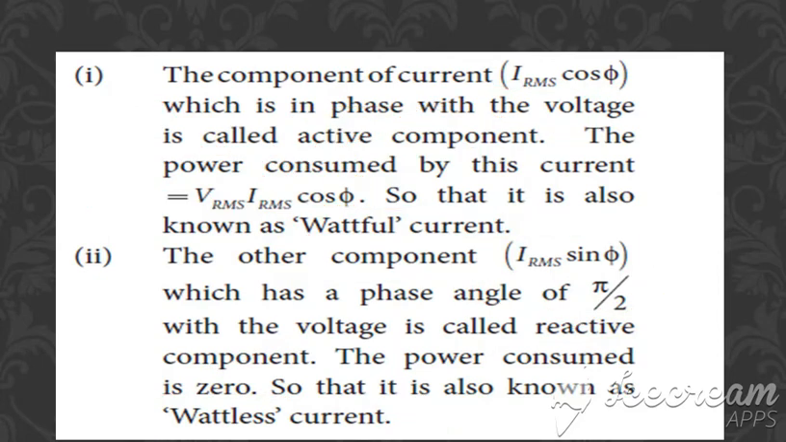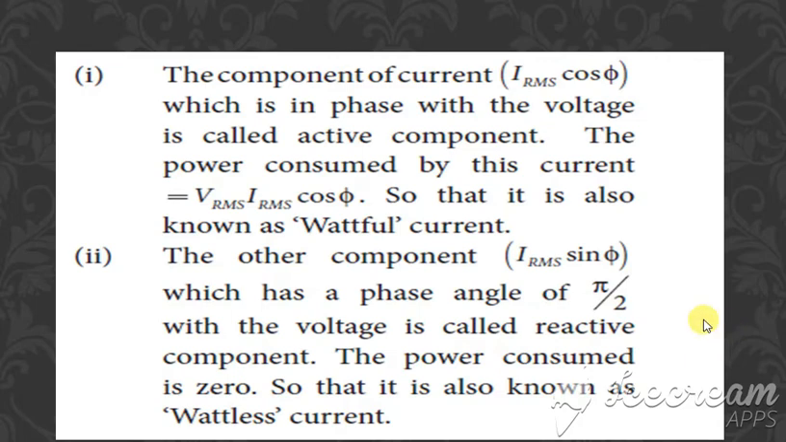Clear? IRMS cos phi is along the direction of voltage, so it is the active component, and it has power, so it is wattful. The other is in the perpendicular direction, so it is the reactive component, and the power is 0, so that is called a wattless current. Clear? So this is the definition of wattless current.